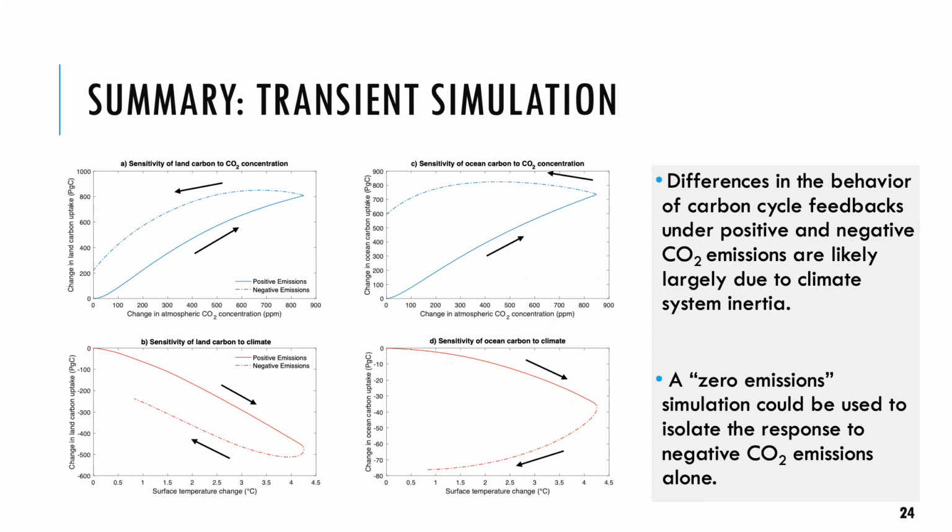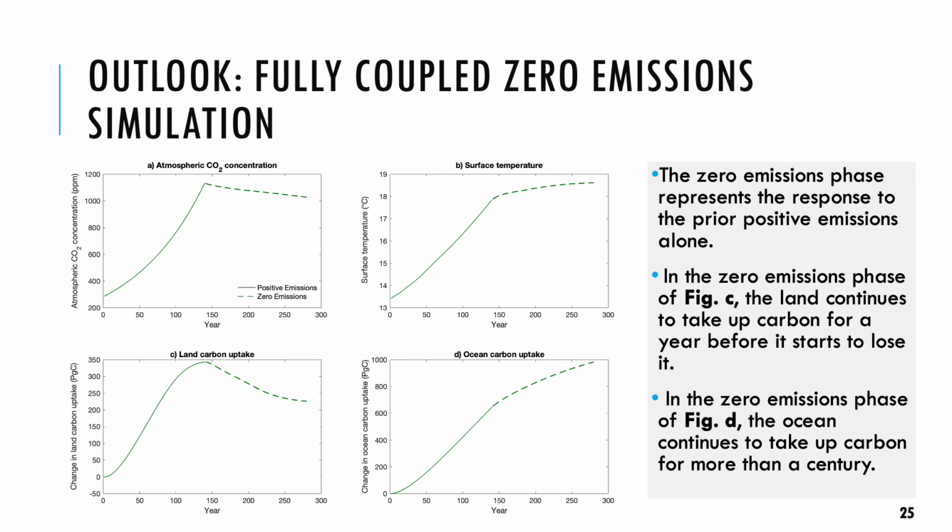So generally what we see is that there are differences in the behavior of carbon cycle feedbacks under positive and negative CO2 emissions, but these differences are likely largely due to climate system inertia, because in the negative emissions phase, the response is not only due to the negative emissions, but also due to the prior positive emissions. So in order to isolate the response to the negative emissions alone, we could use a zero emissions simulation, an example of which I have shown here.